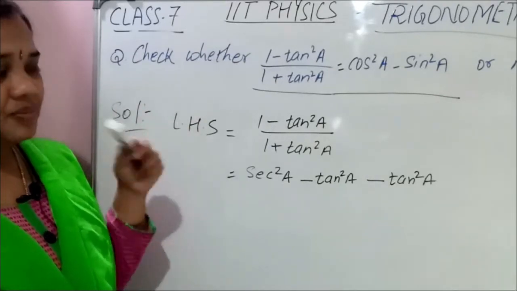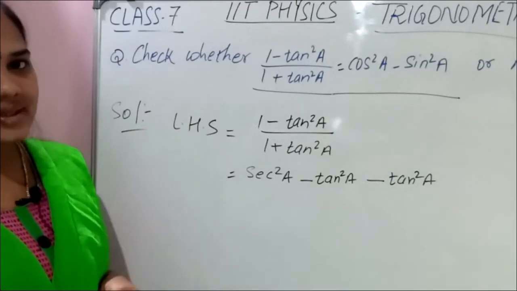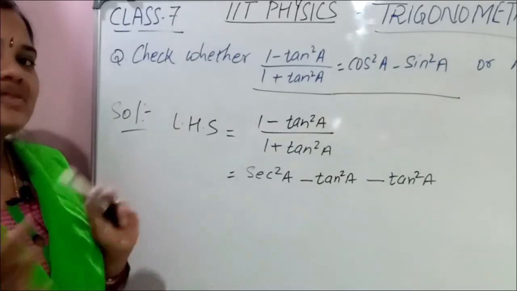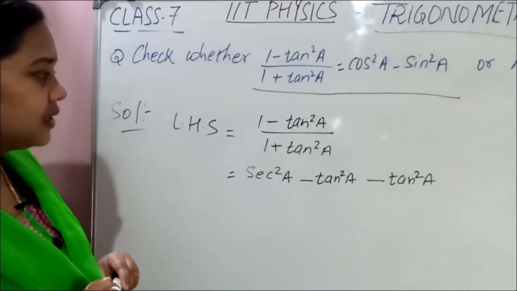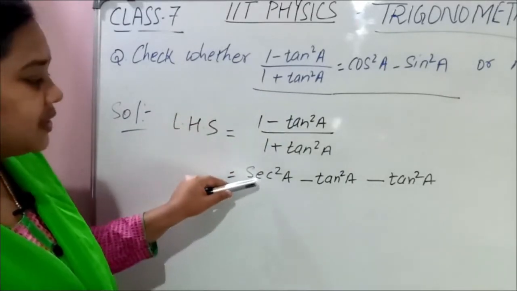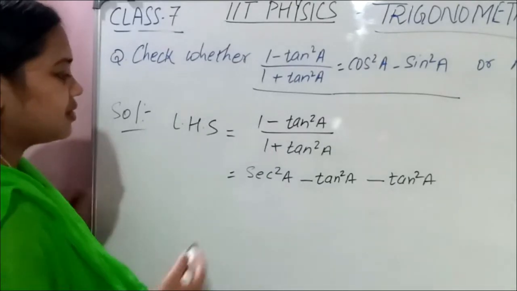In the previous question, sin square theta and cos square theta were there, so we used sin square theta plus cos square theta to cancel the terms. Here tan square theta is there. That's why we will use this one for cancelling the terms.